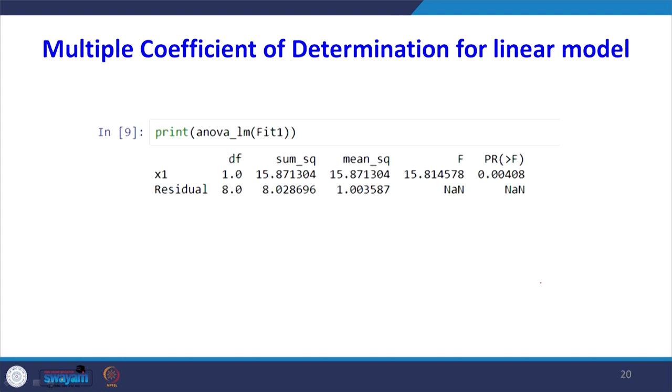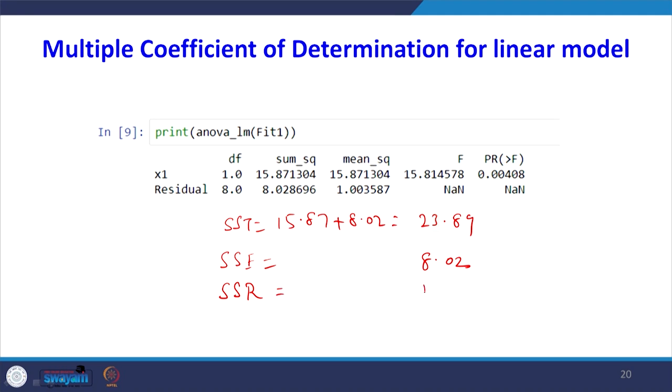When we have only one independent variable, look at this. What is SST? When you add 15.87 plus 8.02, it comes to around 23.89 for SST. You see the residual sum of squares. What is SSE? SSE is 8.02. When there is only one independent variable, SSR is 15.871. To get this regression model output, you have to use print ANOVA underscore LM and call the first regression model.